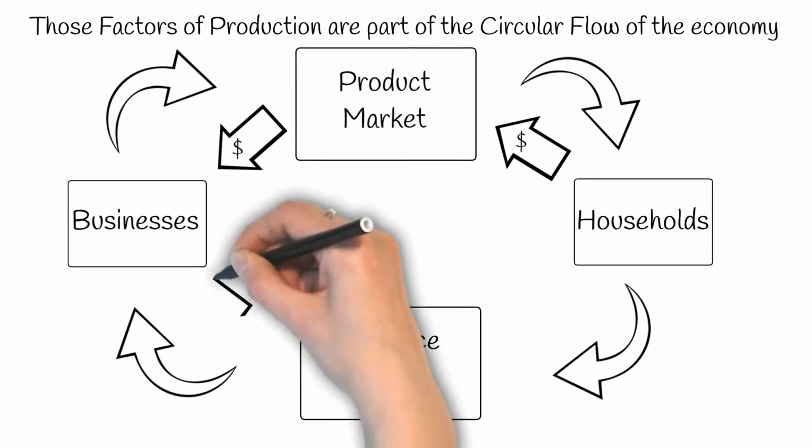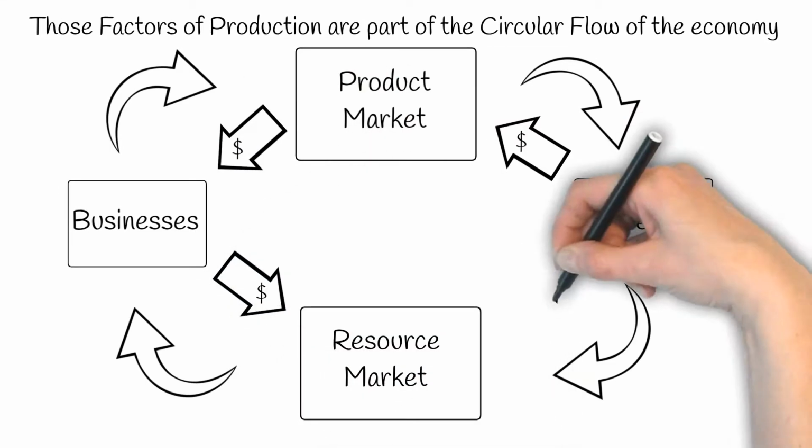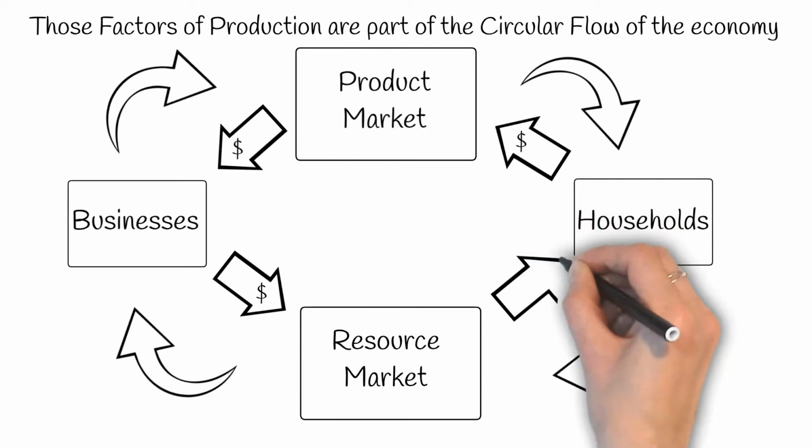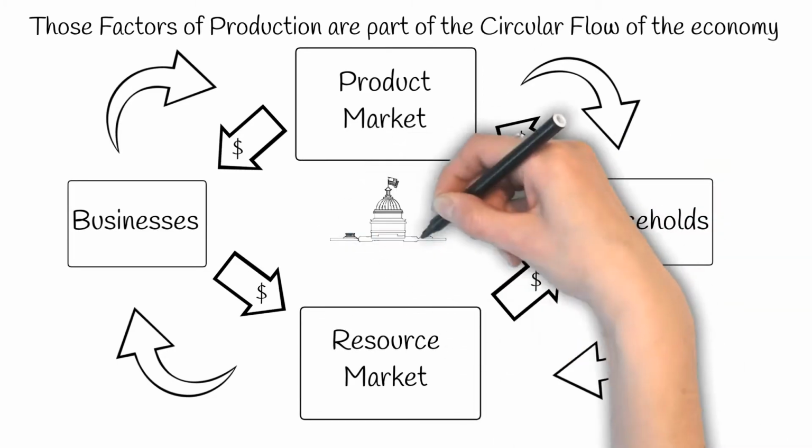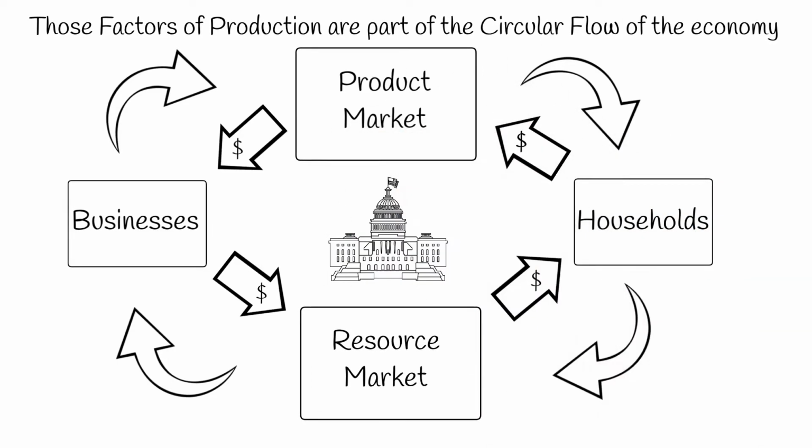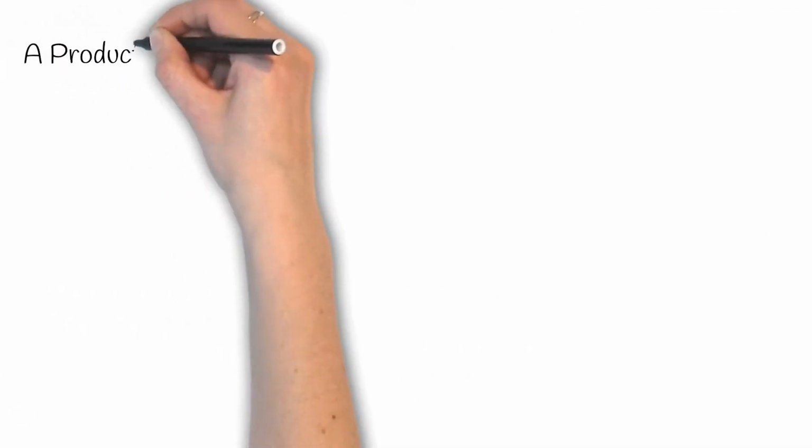Money goes from households to the product market where businesses take it. Then businesses take that money to the resource market and pay households for their resources. Government is involved in all of these.